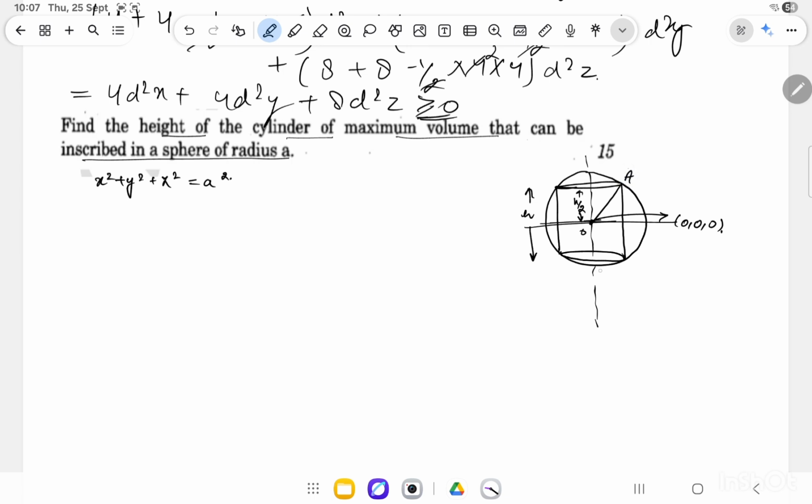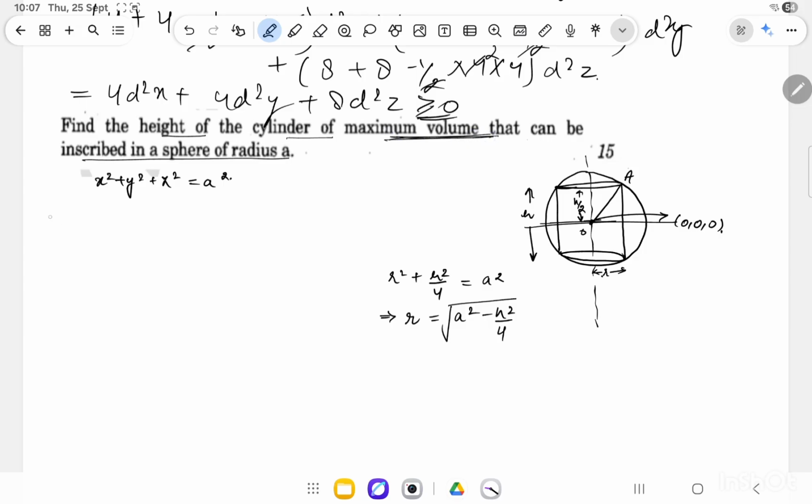And then if r is the radius, then I can write r square plus h square by 4 equals the radius of the sphere, that is a square. So from here I got my radius of the cylinder as the square root of a square minus h square by 4. Now we are supposed to find the height of the cylinder such that the volume is maximum.